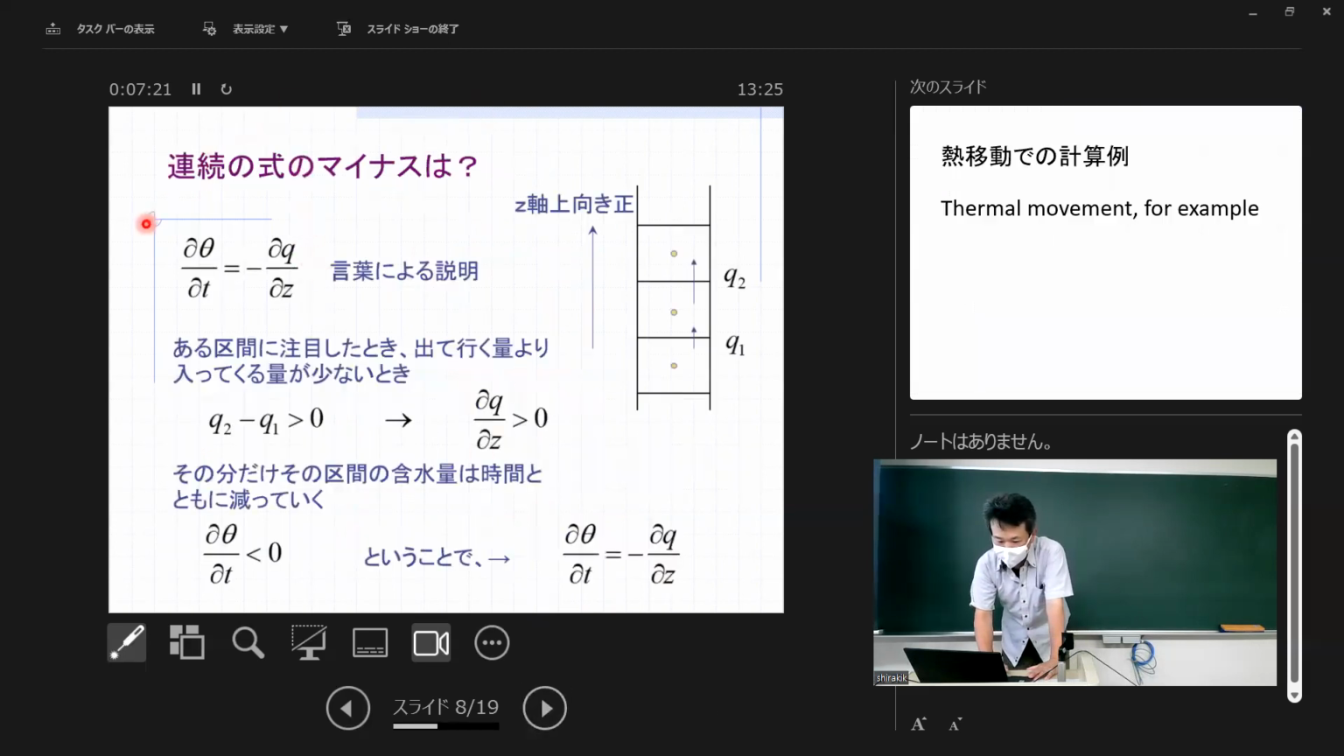待ってね。これ同じやつかな。これ同じじゃない。This is the same slide. This is an older version that I made 10 years ago or so. So it's an old type.